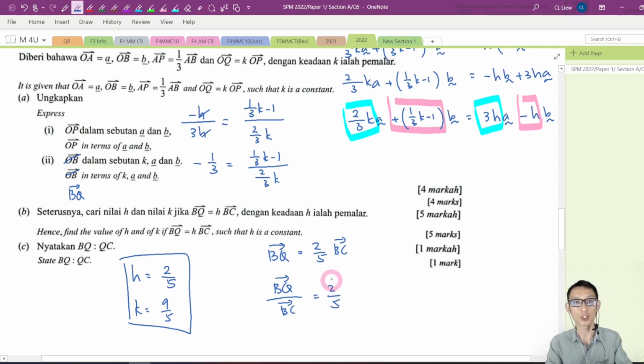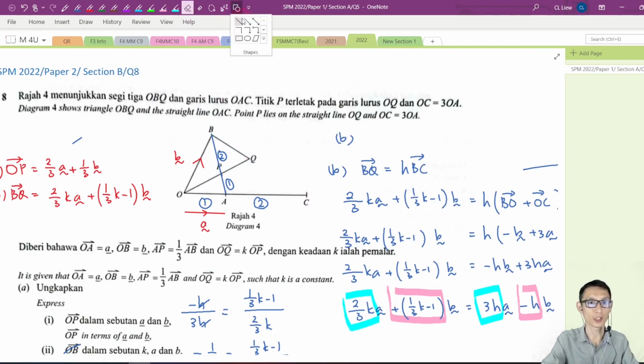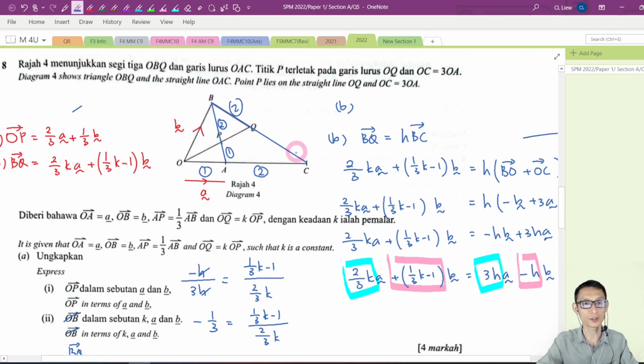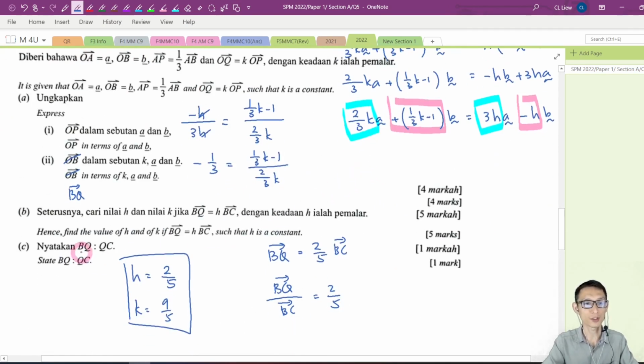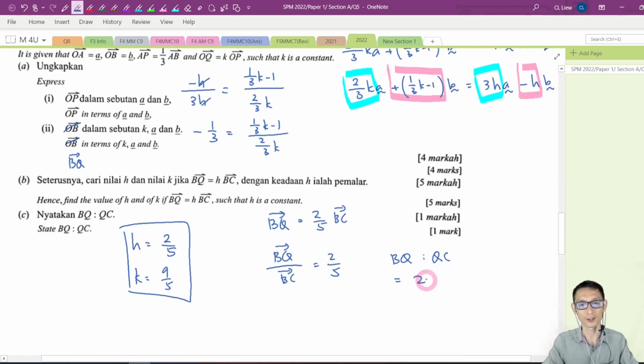This means that BQ is 2 parts. Let me draw a line from here to here. BQ, 2 parts, and then BC, 5 parts. That means QC is 3 parts. So the question is asking about BQ to QC. Therefore, we know BQ to QC is equal to 2:3. This is the answer for part C.